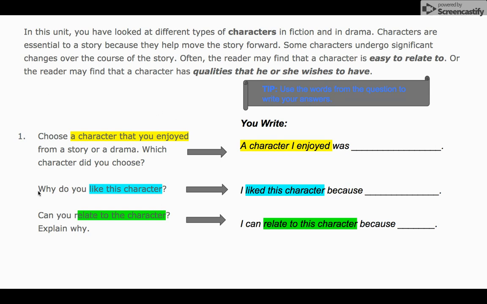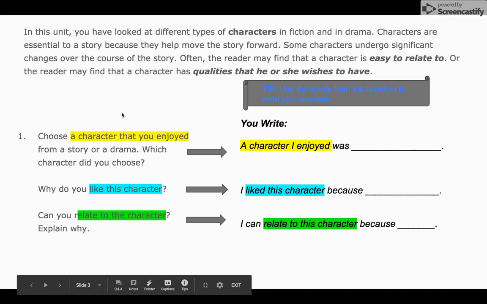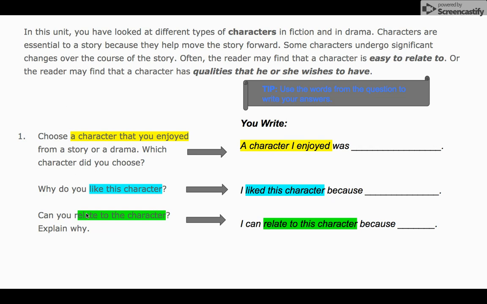Moving along, the next question asks you, why do you like this character? And so again, you see I use the words from the question. I liked this character because, and you finish that sentence. So these are the sentences you're writing in response to the questions in the discussion topic. So I liked, in this case, Snow White, because she was kind to all things living, big or small. She did not discriminate.